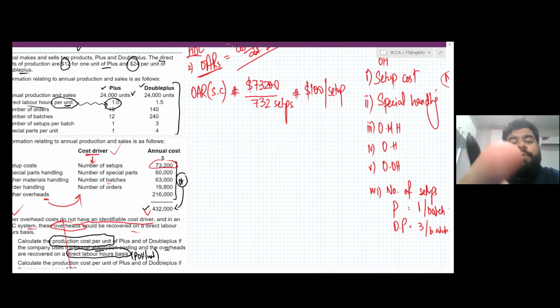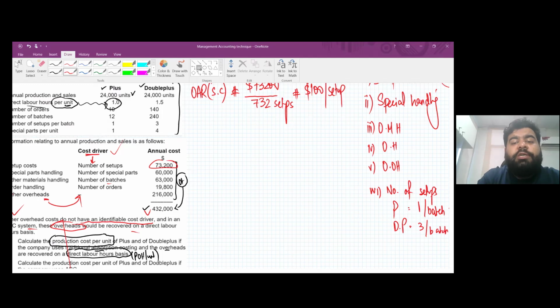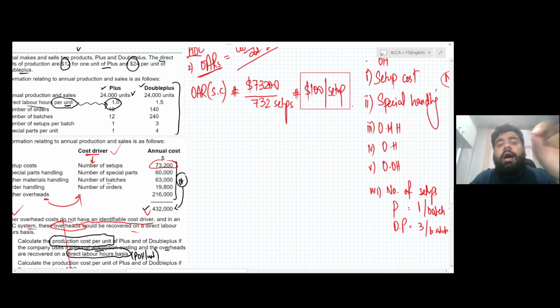It is the first OAR we have calculated. Okay. Now, the second OAR we have to calculate the same way. Now it's special handling. And for special handling, the base was special parts.